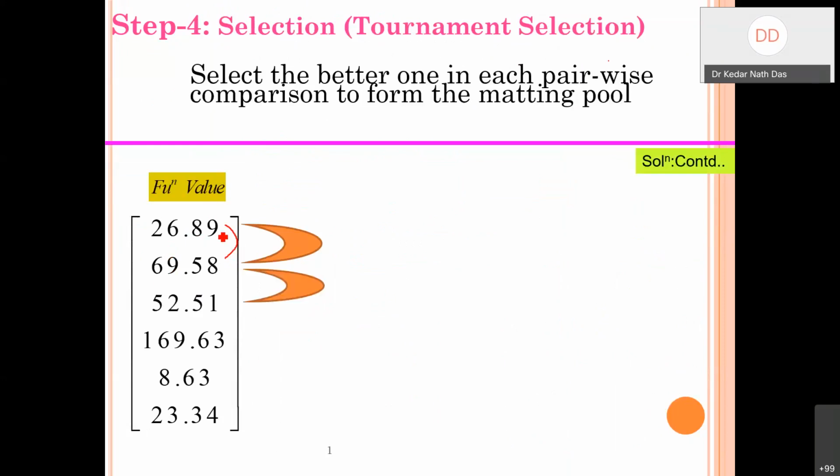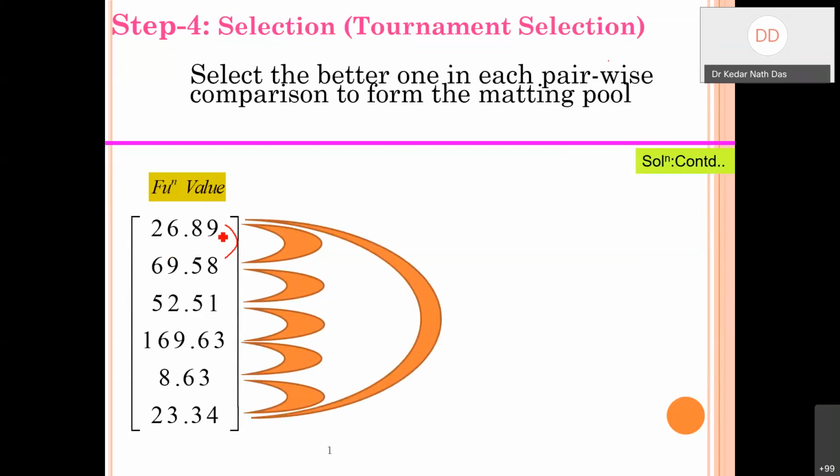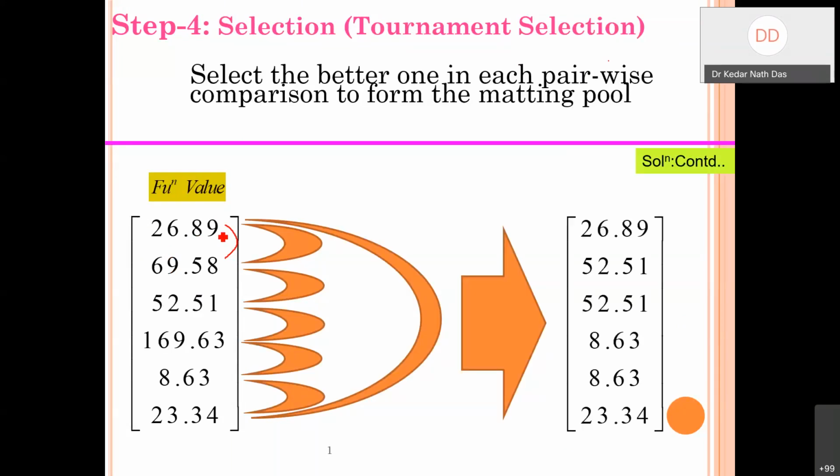Similarly, second with third, so the second part will be filled with the winner of the second and third, then third and fourth. Finally, the last and first will compete together to get these values. So first and second will give you 26.89. Second and third, 52.51. What is interesting to note here is that the worst individual no longer exists here, but the better individual, which has a very small function value, has multiple copies in the population.